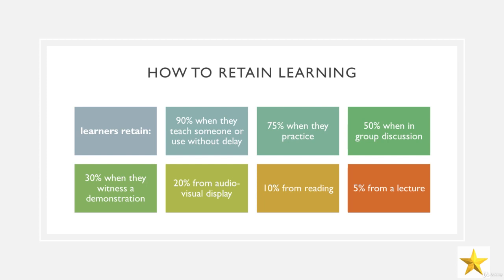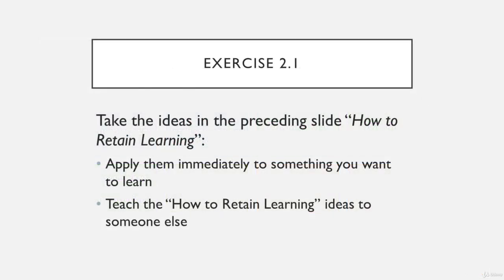So you can see immediately that if you want to make the most of this course, you want to blend these approaches. So if you can learn something and then teach someone else, and you can practice it and apply it, that is the very best way to retain the learning and to make the most of the benefits of this course. Quick exercise 2.1: take the ideas in the preceding slide, how to retain learning, and apply them immediately to something you want to learn, and maybe consider teaching somebody else the how to retain learning ideas. So absorb them and explain them to somebody else.